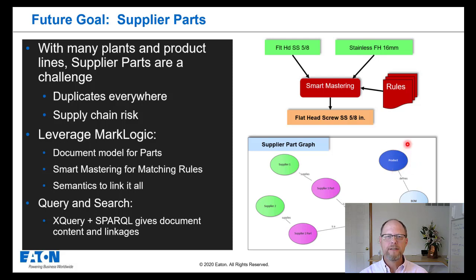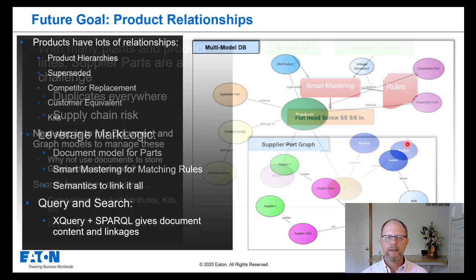So this is now leveraging parts of MarkLogic, going into the semantic modeling and the smart mastering. We think we can do some really good things with this. Now we can start looking at queries for suppliers and how they relate to a product. That's a big leap for us. We're not really there right now. How does a supplier affect our products? What is the product that we need, and what are the alternate suppliers? Things like that. Those are tough questions for us to answer right now. So that's a future goal for MarkLogic in our product data.